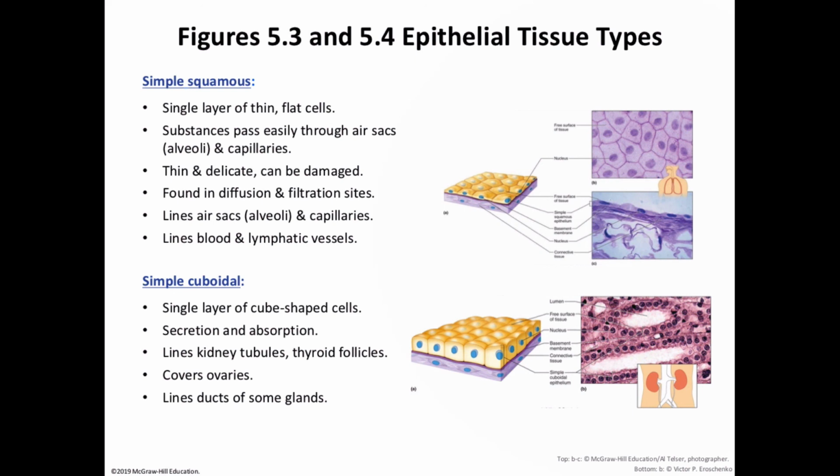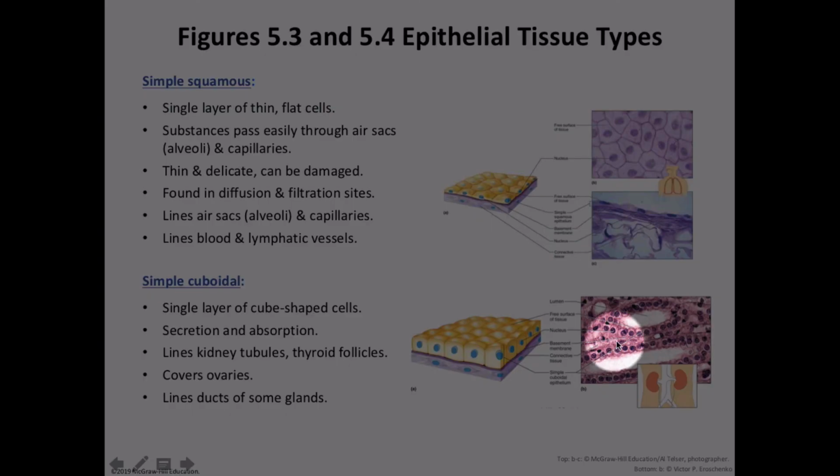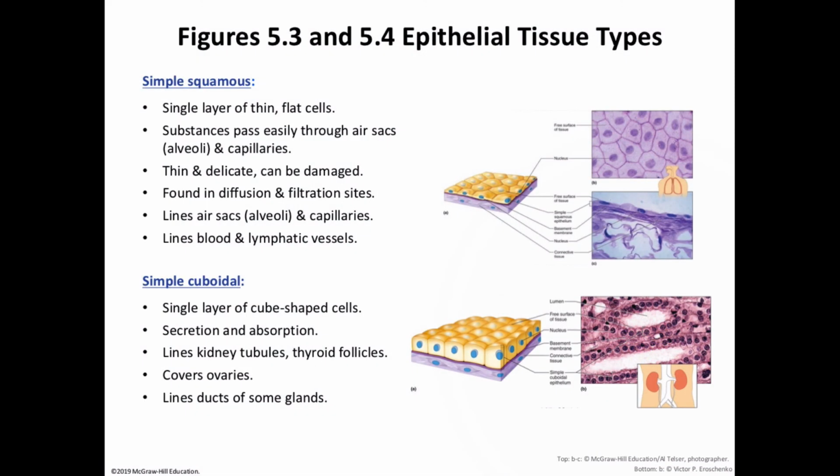And what's typical of those cuboidal cells, as you all can see here in figure 5.4b, as in boy, is that those dark staining nuclei are right there in the center. And it looks pretty uniform in shape and structure. So this is simple cuboidal epithelium.